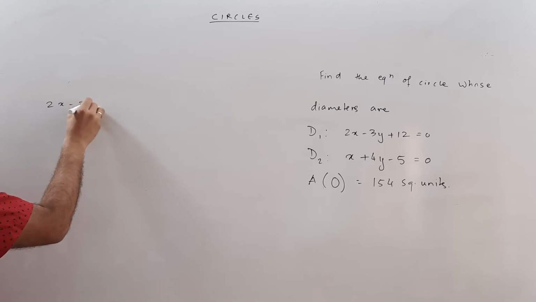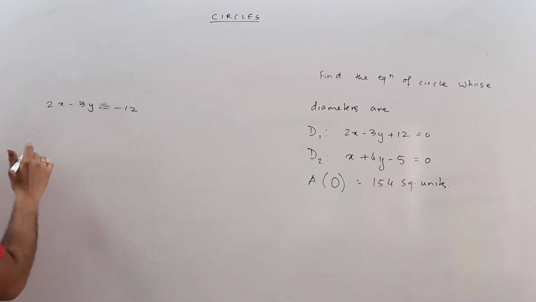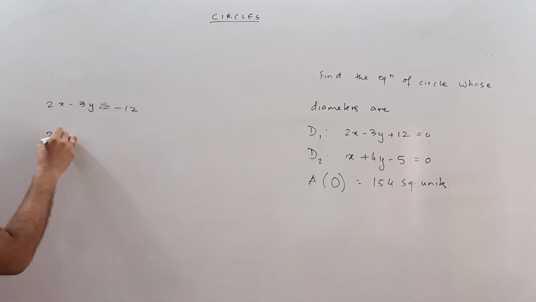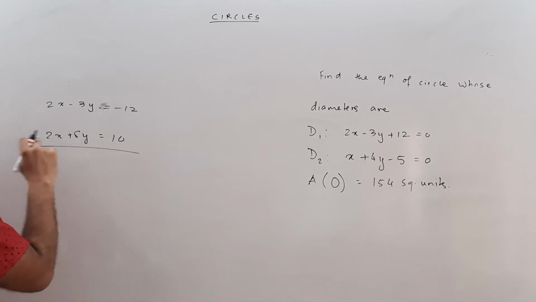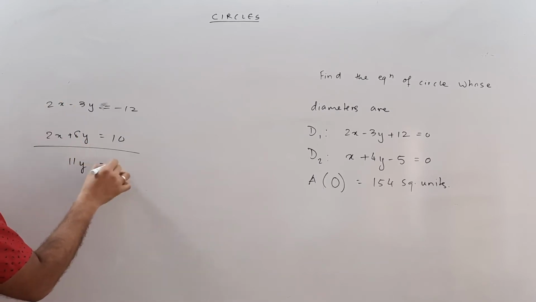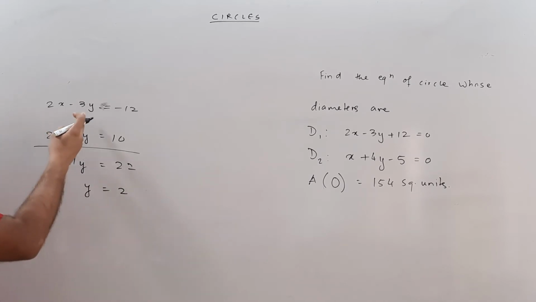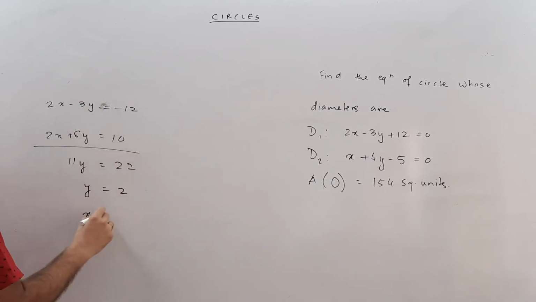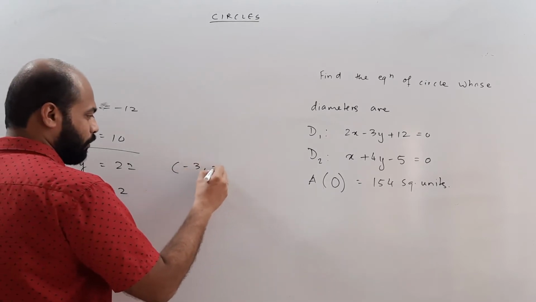So this is going to be 2x minus 3y equals minus 12, and the other one, d2, I'll multiply throughout by 2 so that I get 2x plus 8y equals 10. Now I'll subtract: 8 minus of minus 3, that's 11y, and this is going to be 22. So y is equal to 2. If y is 2, put it over here, we'll get minus 6. Take it on that side, it becomes minus 6. So x we get as minus 3.